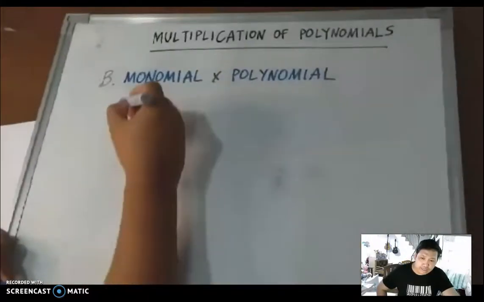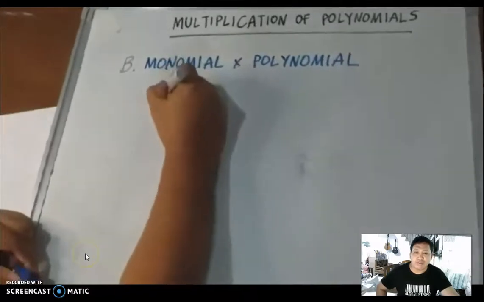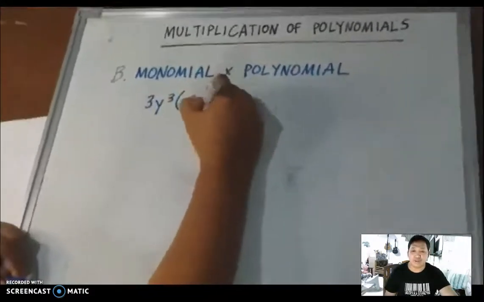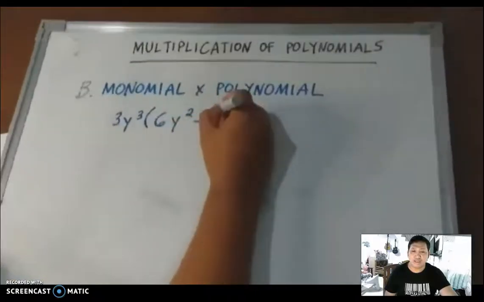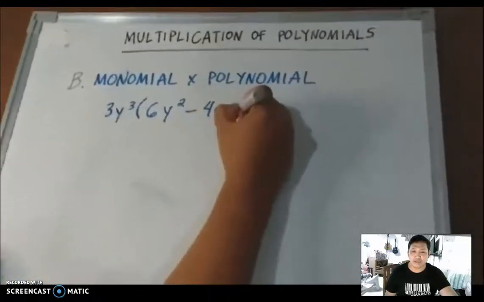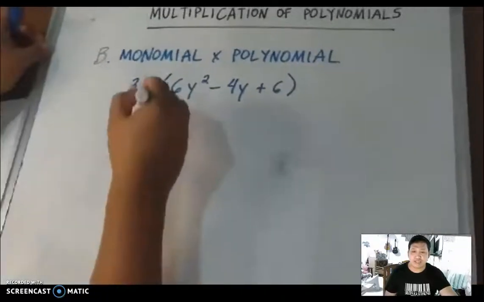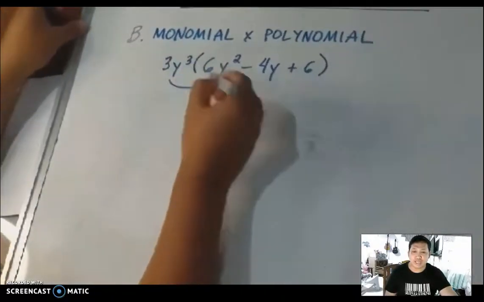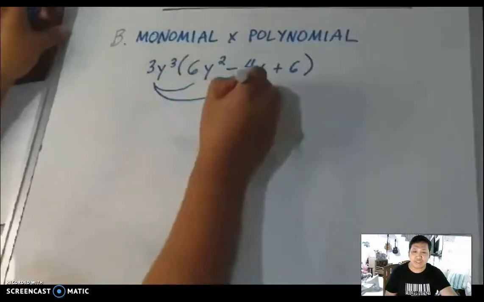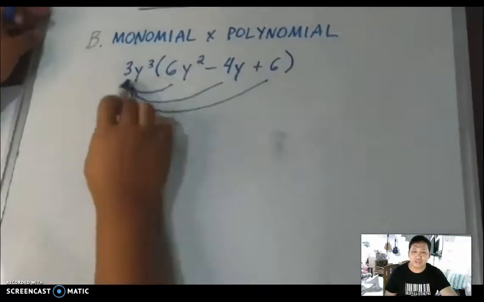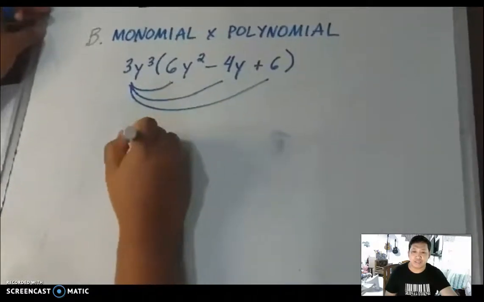The second case is monomial times polynomial. For this one, we have the example 3y cubed, which is a monomial, and 6y squared minus 4y plus 6, which is a trinomial. For this type of multiplication, all you have to do is just distribute the monomial to each of the terms of the polynomial.